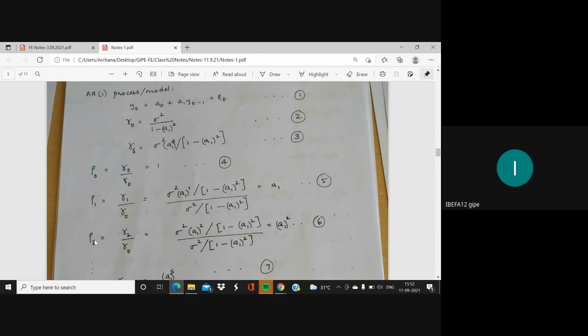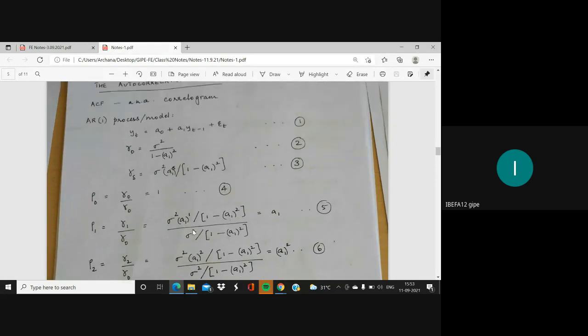Since we are looking at rho s, the autocorrelation coefficient at lag s, where the lag is equal to 2, in the covariance formula just put s is equal to 2. That's what you get here, divided by the variance again. So here you get A1 square. Similarly, you'll be able to calculate rho 3 and so on.